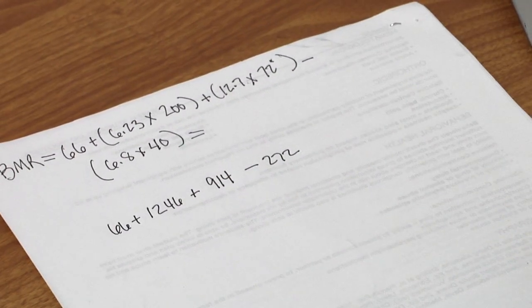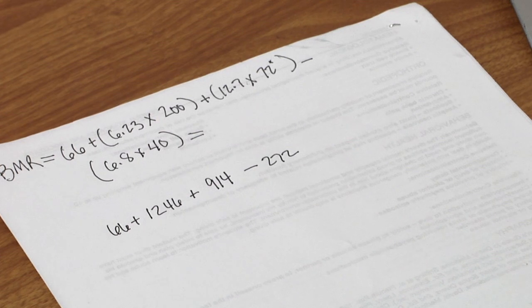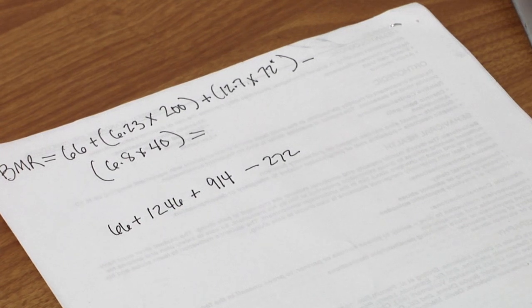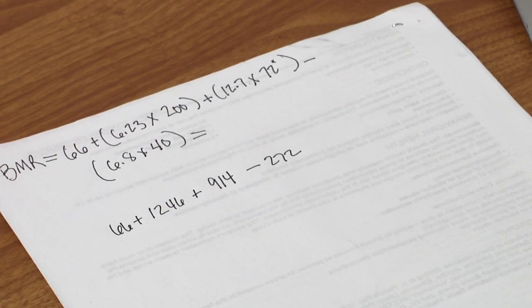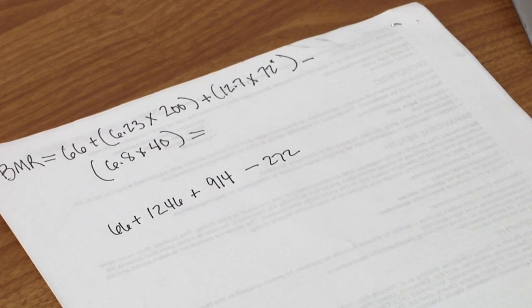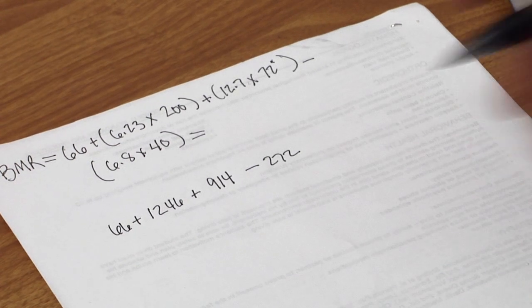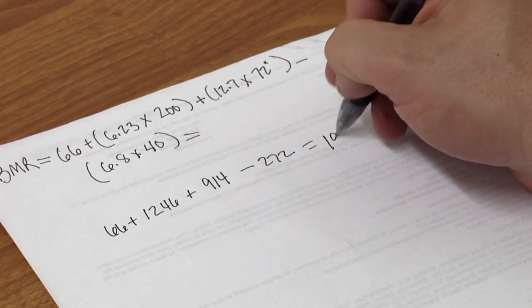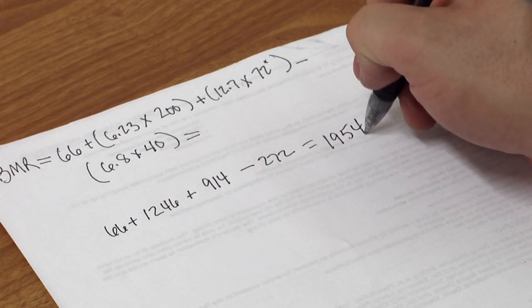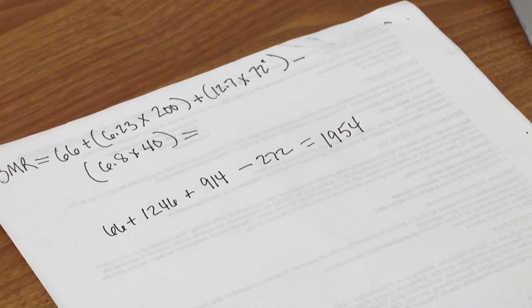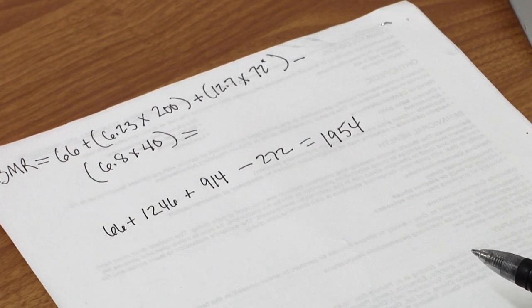Now to add that all up, we've got 66 plus 1246 plus 914 minus 272 equals 1,954 calories. Now that's your baseline calorie. You also have to factor in your activity level.